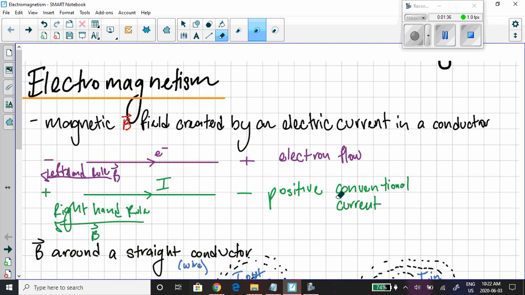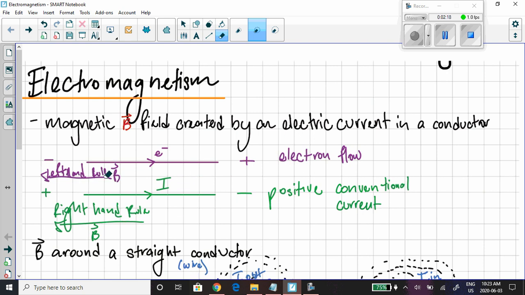positive conventional current, I. You've seen the symbol for current before. It doesn't flow from negative to positive. It's the opposite. It flows from positive to negative. Opposite direction to electron flow. If we are going to use that, and we are going to use it because your textbook uses it, we will use the right-hand rule to establish the direction and shape of magnetic fields created by the movement of charges within a wire or the movement of charges within a coil solenoid. So please be aware of this.